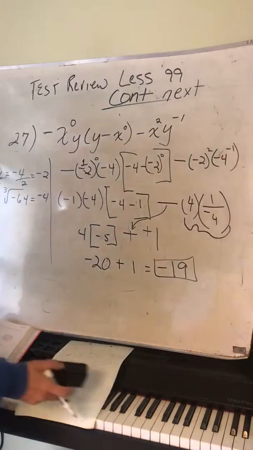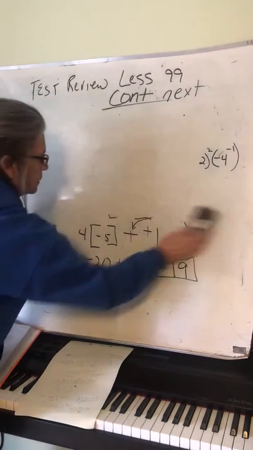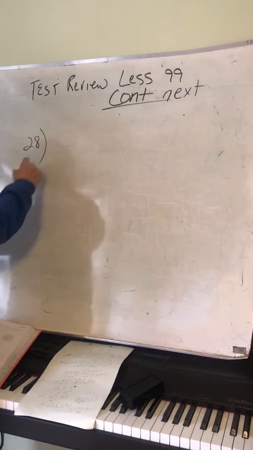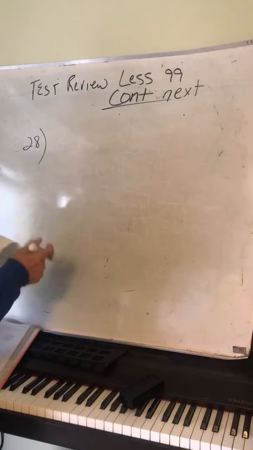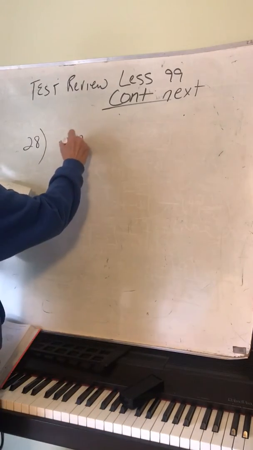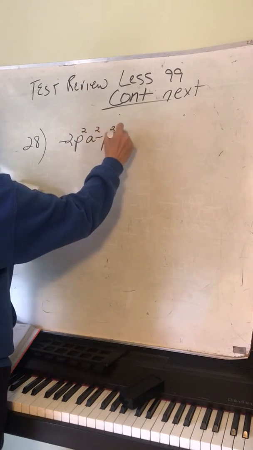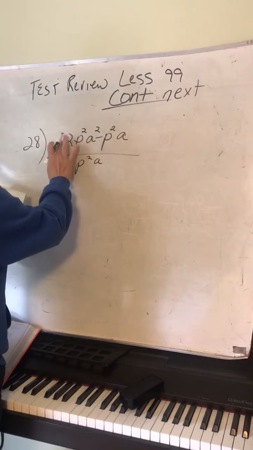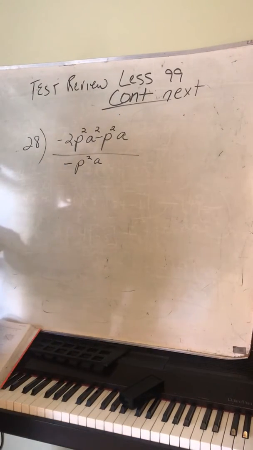Okay, let's do the last one we're going to do, number 28. Number 28 is negative 2p squared a squared p minus p squared a, all over negative p squared a. What did I say? Number 28, right?